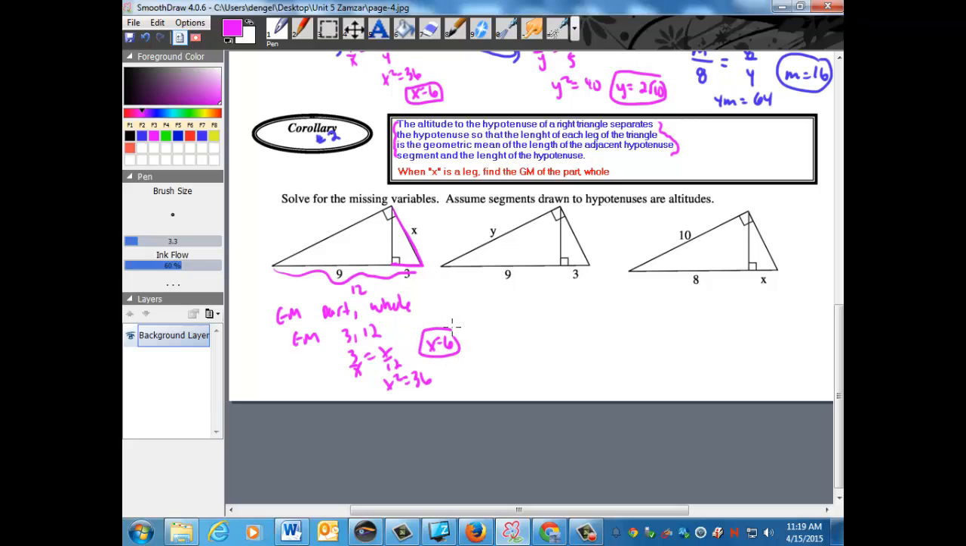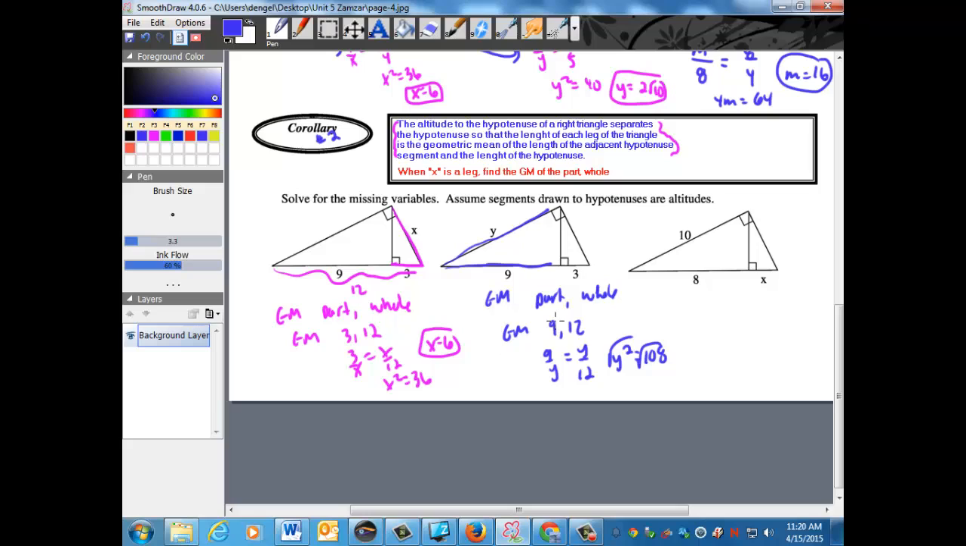Alright, next problem. Let's highlight y. We see that y is a leg. So since y is a leg, we know that it's going to be a GM problem where we take the part and then the whole. And so the part of y is going to be 9 and the whole is going to be 12. So 9 over y equals y over 12. y squared equals 108.